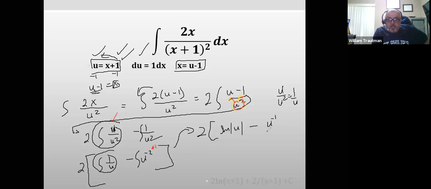Then you put the new power on the bottom. These two change to a positive. Just trying to make room. I'm getting really crowded here. Natural log. By the way, u, don't forget what u is way over here. x plus 1. And this changes to a plus.